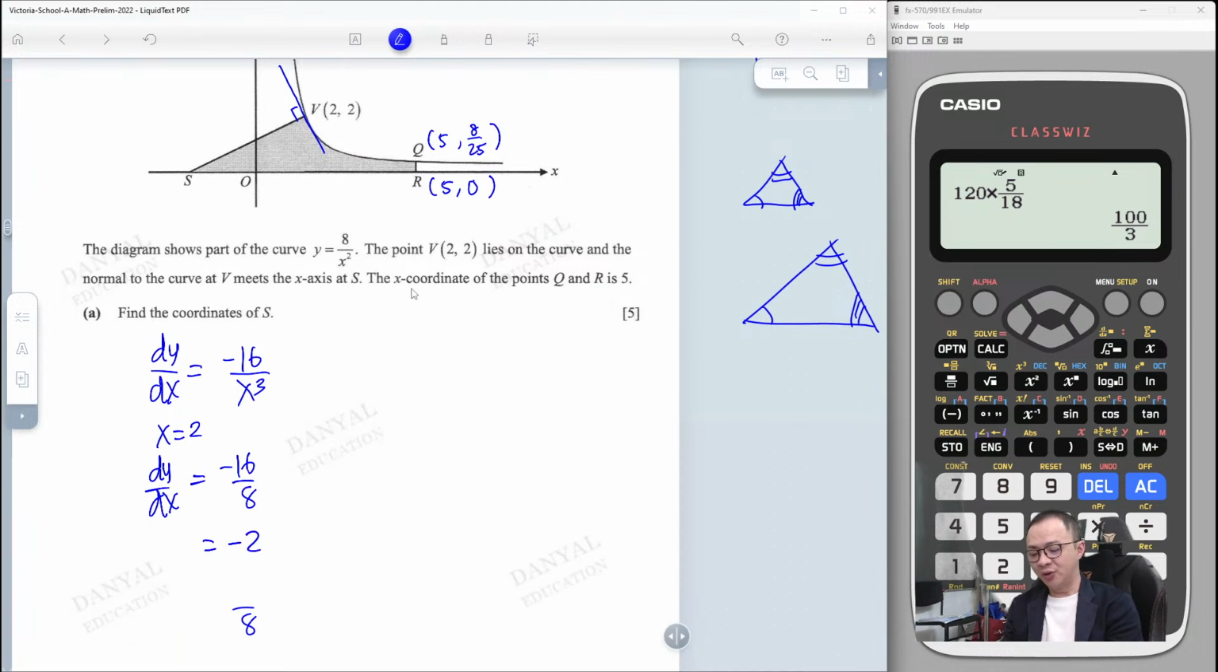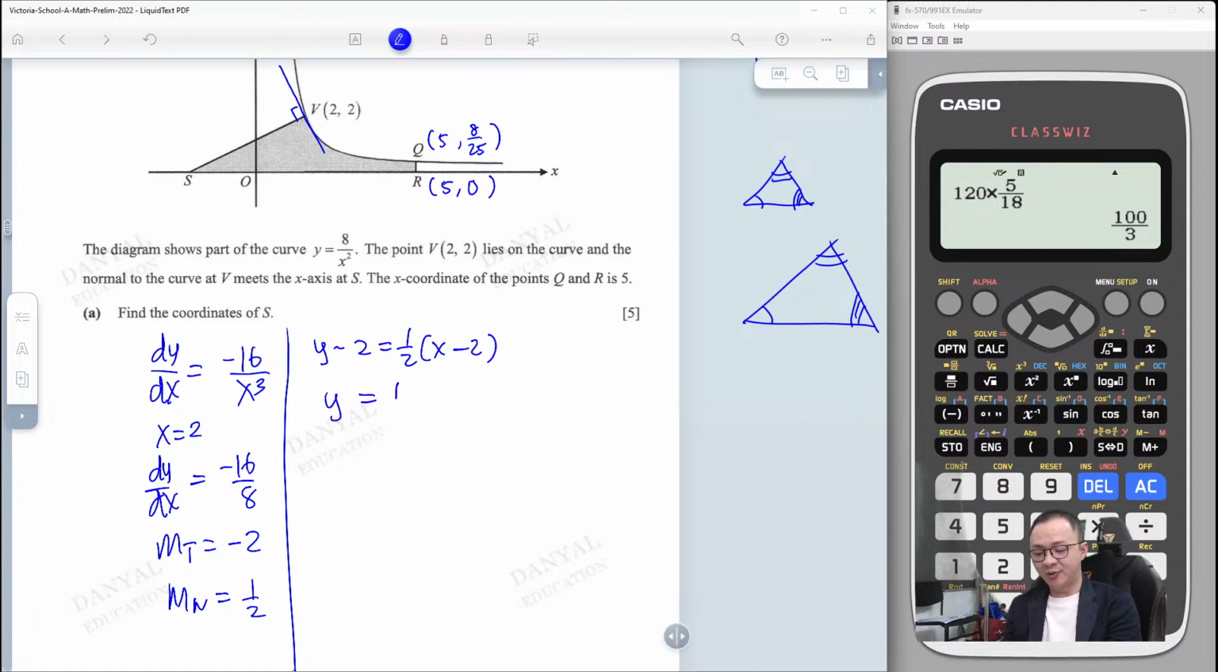And you should know this negative 2 is the gradient of the tangent. So in order to get the gradient of the normal, I will do negative 1 divided by the gradient of the tangent, right? Which is 1 over 2. Okay, now I got the gradient of the normal. I can use the point (2, 1) to form the equation. y minus 1 equals 1 over 2 times (x minus 2). So y equals 1 over 2 x plus 1. Okay, I got this one, which is actually the equation of the normal.